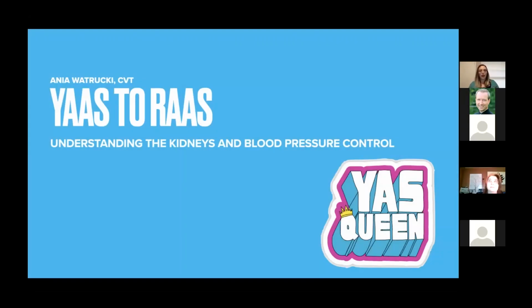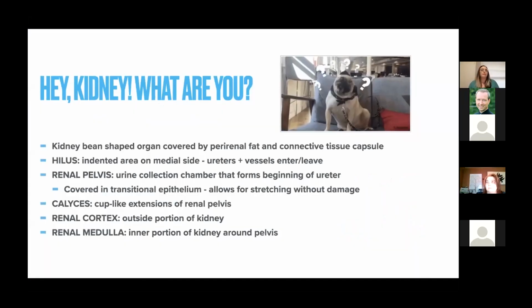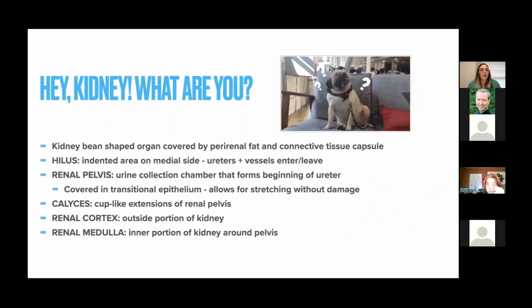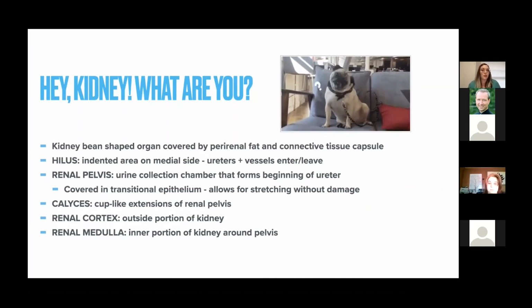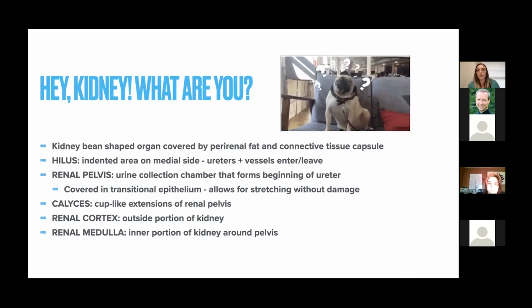about the RAAS system. We're going to start by talking about the kidneys, their basic function, and then how that relates to blood pressure control and how it affects our lives as technicians. All right, so first off, what is the kidney? So the kidney is a bean-shaped organ. It's covered by perirenal fat and a connective tissue capsule.